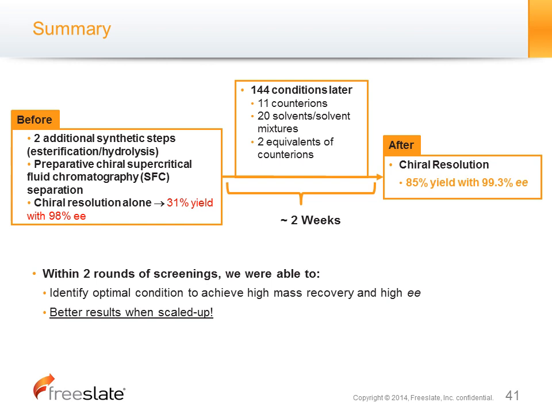So in summary, what we have seen here is that before, we had 2 additional synthetic steps just for the purification purpose, and the initial resolution had a fairly poor yield. Through about 144 conditions later, about 2 weeks. This 2 screen took about 2 weeks to screen, 1 plate each, and we were able to obtain a condition that afforded 85% yield with 99.3% EE.